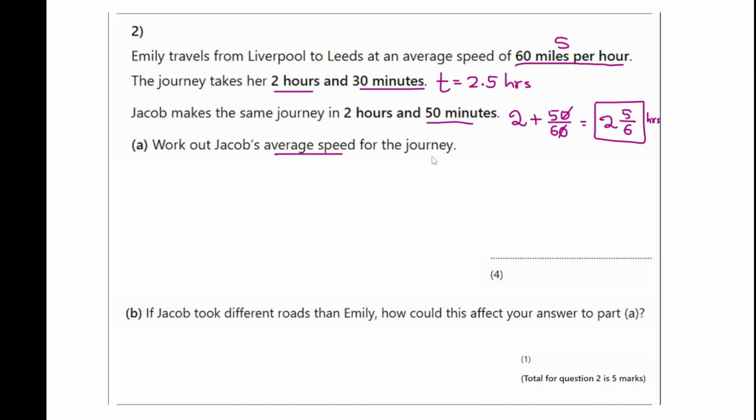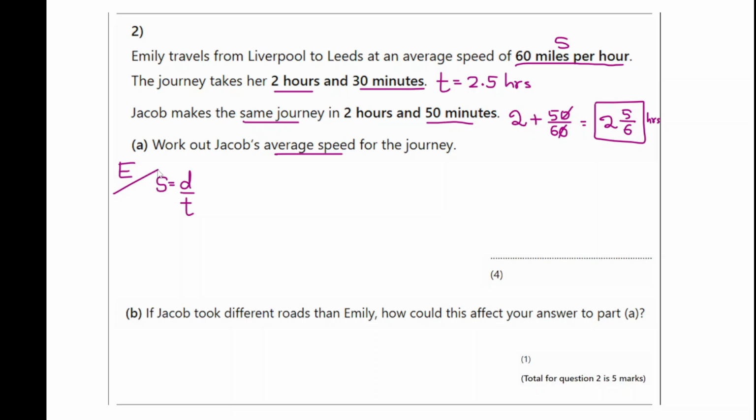Now, we know Jacob's time, but we don't know Jacob's distance. Because remember, speed is equal to distance over time. But we also know that Jacob makes the same journey. So if I can use the equation speed equals distance over time for Emily and get the distance and use it for Jacob, I should be able to get my answer.